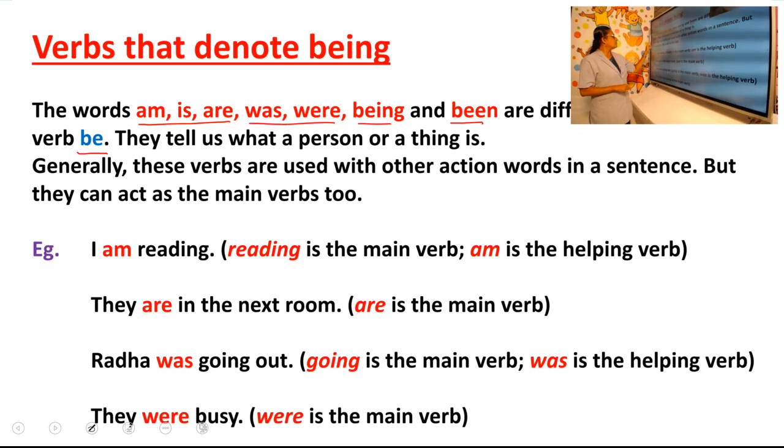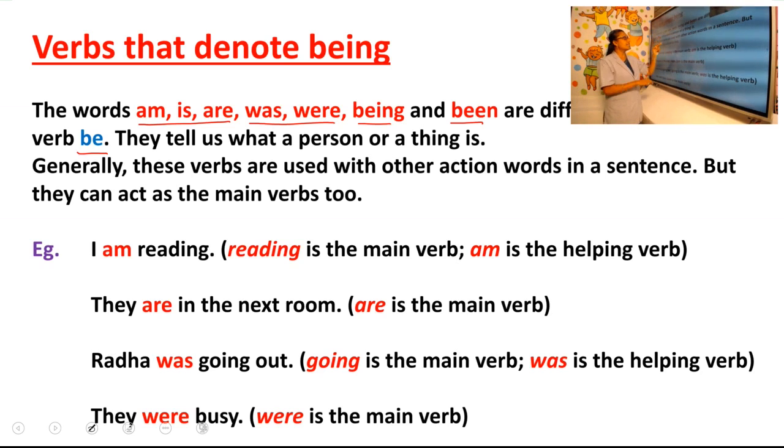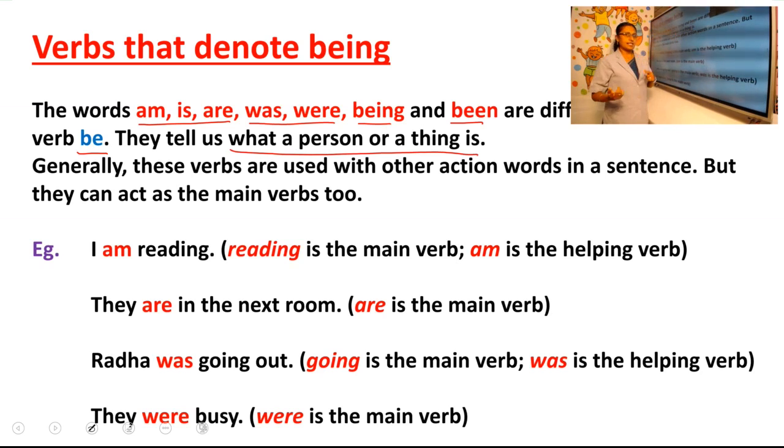Okay, children? These words tell us what a person or thing is. I have already mentioned that earlier. These words tell us what the subject, that is person or thing, is. Generally, these words are used with other action words in a sentence. We generally use these be forms with other doing words, action words. There, these words act as helping verbs or supporting verbs. And also, they act as main verbs too.